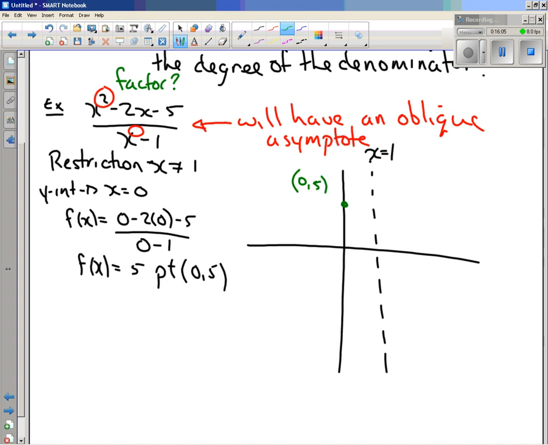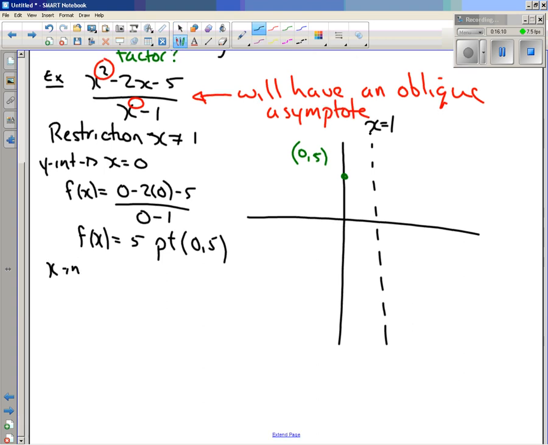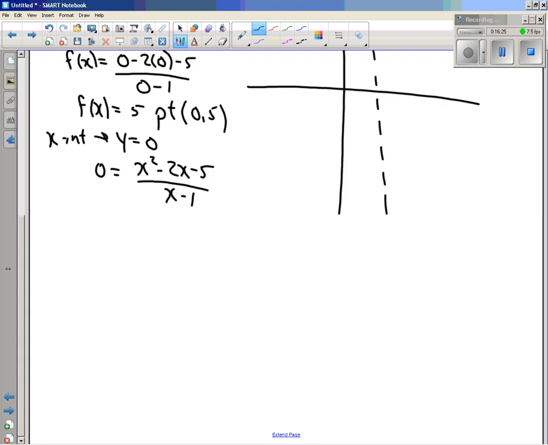We could look at finding our x-intercepts. That means y equals 0. So we're going to be left with 0 equals x squared minus 2x minus 5 over x minus 1. Multiplying both sides by x minus 1, we have 0 equals x squared minus 2x minus 5. We can't factor that. If we were able to factor it, it would have been a little bit nicer. So what we're going to have to do is use the quadratic formula.